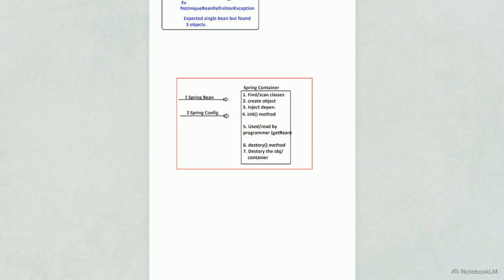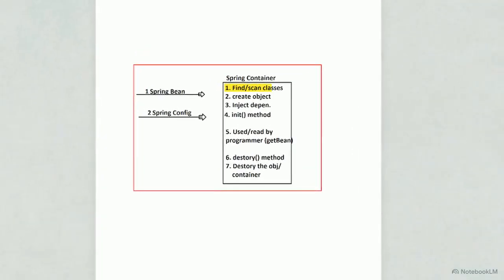The Spring IOC container manages these complexities through a standardized operational sequence. This 7-step pipeline governs a bean's progression from initial discovery to final destruction. Looking at the first 2 steps, the container scans the application for specific classes and creates the raw, unconfigured objects. Next is step 3, dependency injection. This is the precise moment the container wires the application's architecture together, supplying each raw object with the dependencies it needs to function. Steps 4 and 6 define the lifecycle hooks. The init method prepares external resources, and the destroy method cleanly closes them down once the object's job is done.